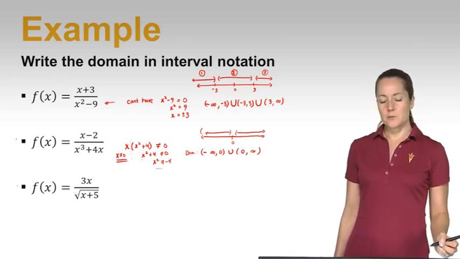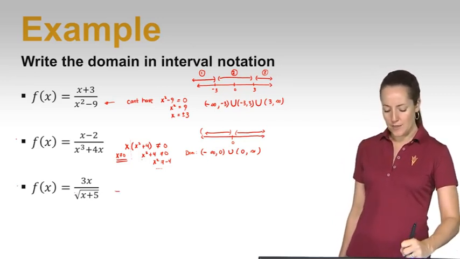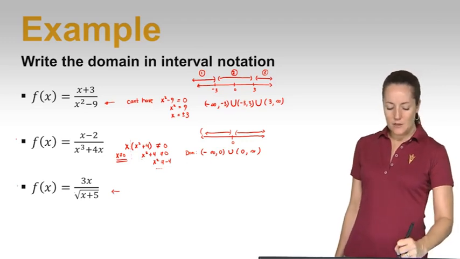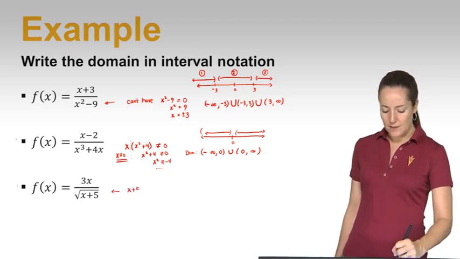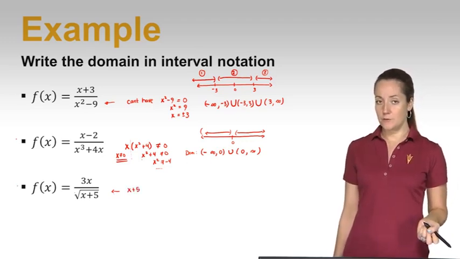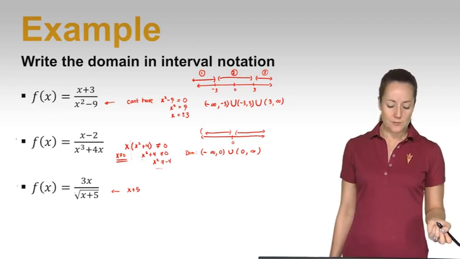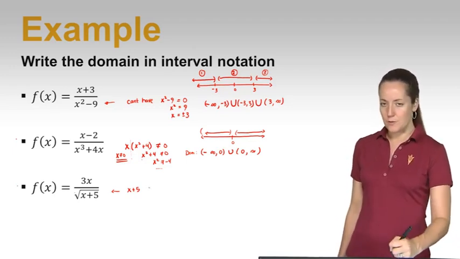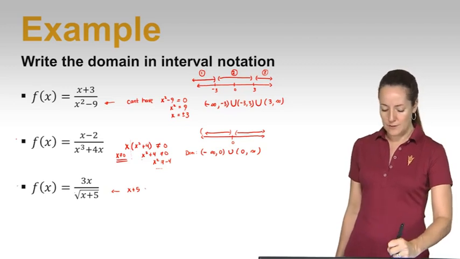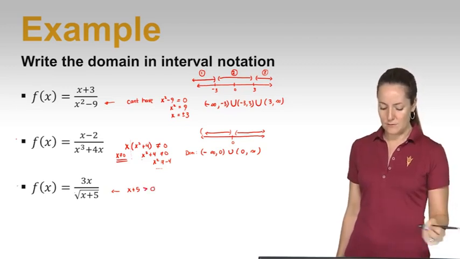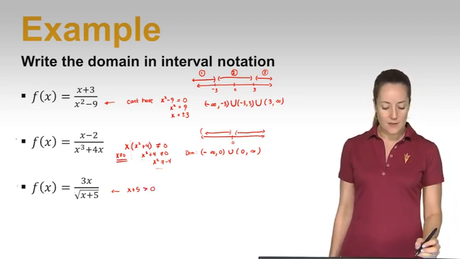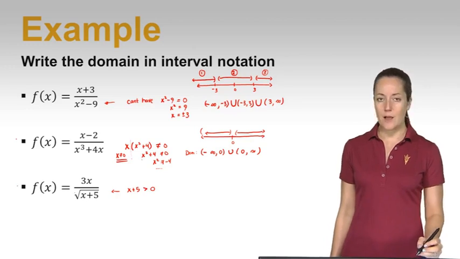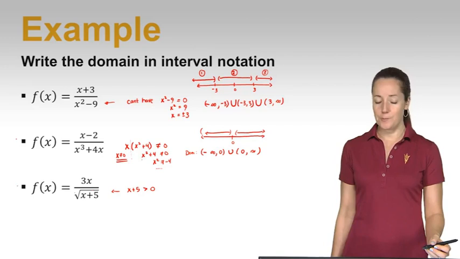But notice there's also a square root. So I also can't have square roots of negatives. So I know that x plus 5, the stuff under the square root sign, the radicand, shouldn't be negative. It also shouldn't be 0. So if it shouldn't be negative or 0, that means it has to be greater than 0. That's the only options left. This x plus 5 must be something positive in order for this fraction to be something we can evaluate.